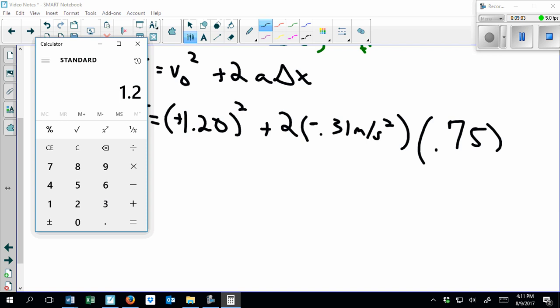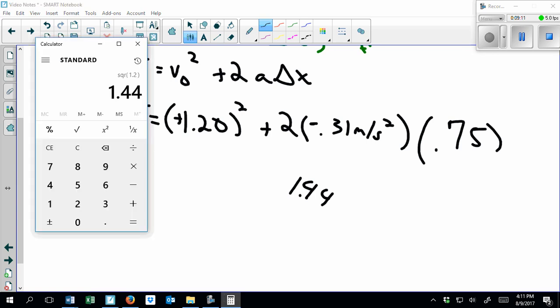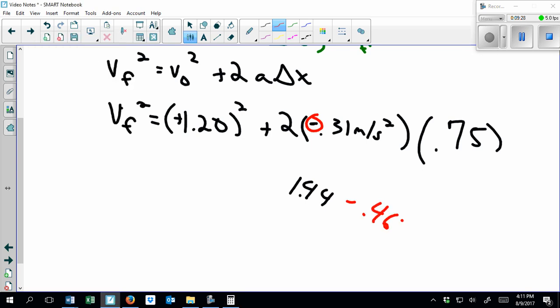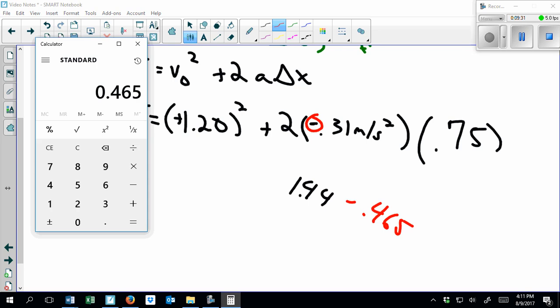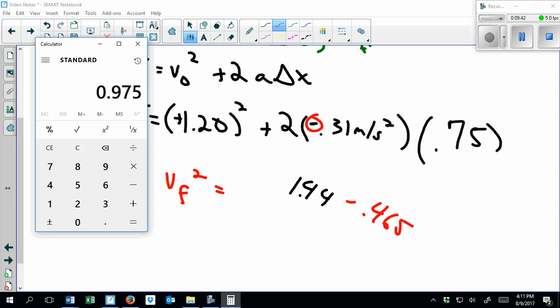So 1.2 squared. It's 1.44. So I'm going to keep that over here, 1.44. So I'm going to do this other bit, 0.31 times 0.75 times the 2. So that's 0.465, but remember that the negative was there. So it's going to be minus that 0.465. So we've got 1.44 minus 0.465 gives me 0.975, but I'm not quite done yet because it's vf squared equaling that 0.975.